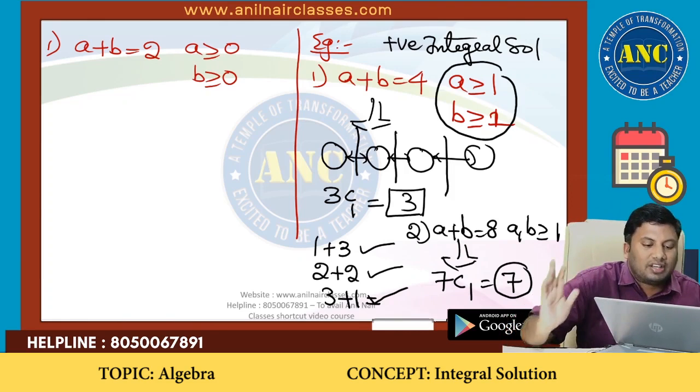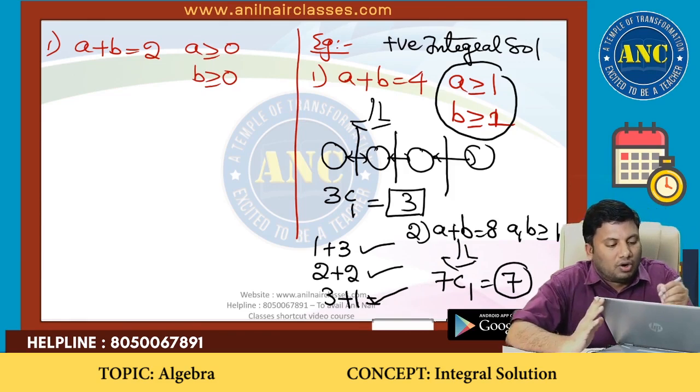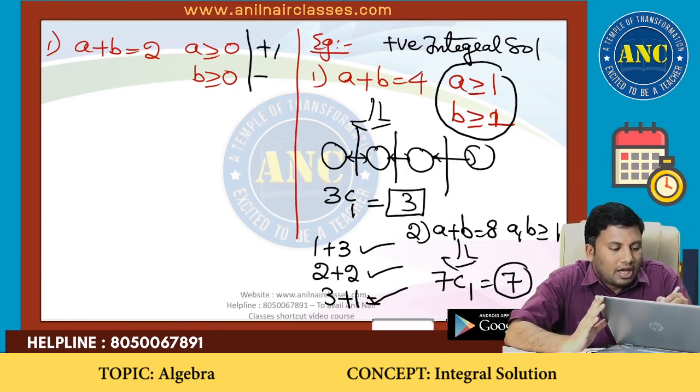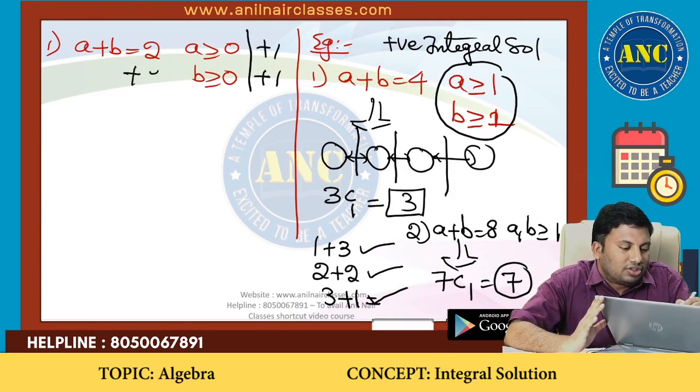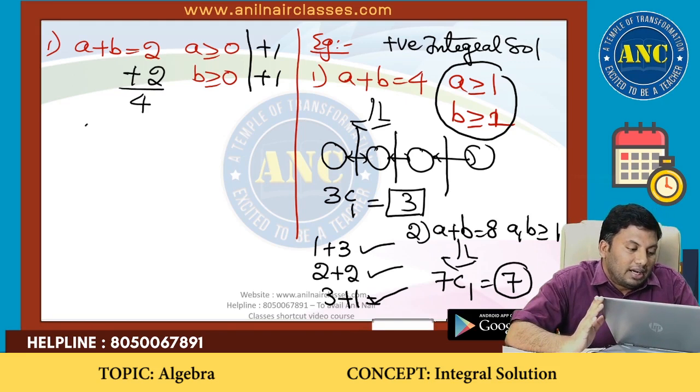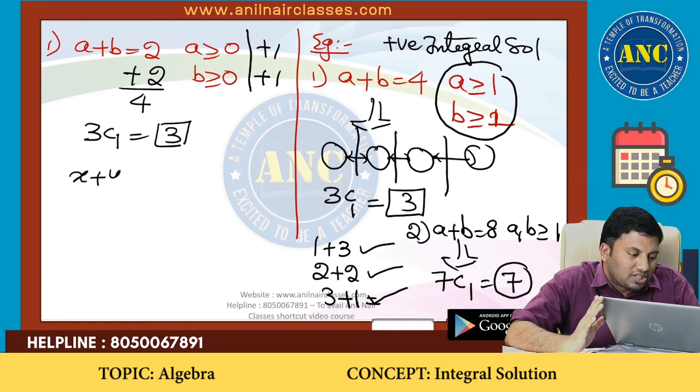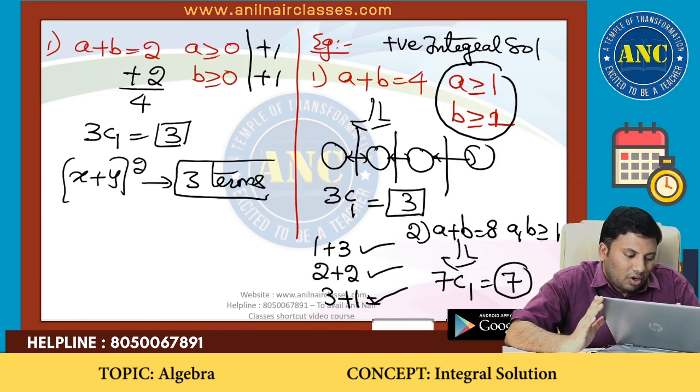But in the question, the variables are starting from 0. So add 1, add 1. This is nothing but 2 plus 2, 4. If 4 balls are written in a line, there are 3 gaps. So 3C1 is nothing but 3. That means (x plus y) whole square: how many terms did I get? I got 3 terms.